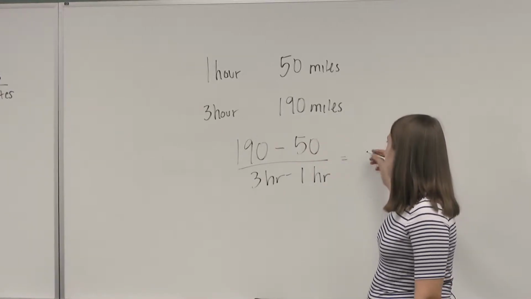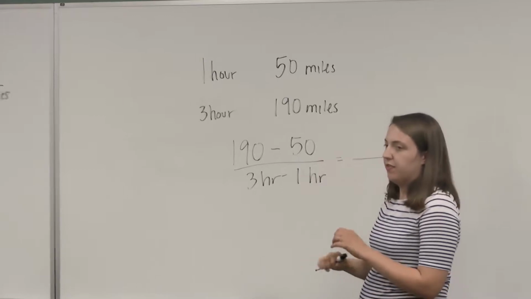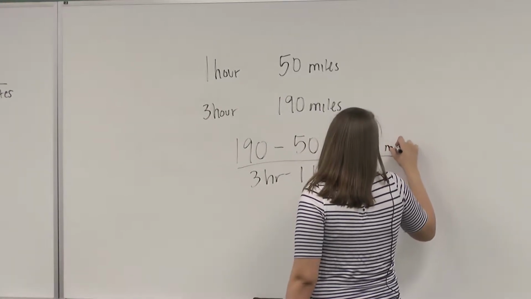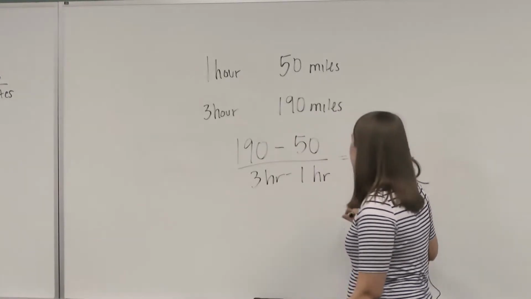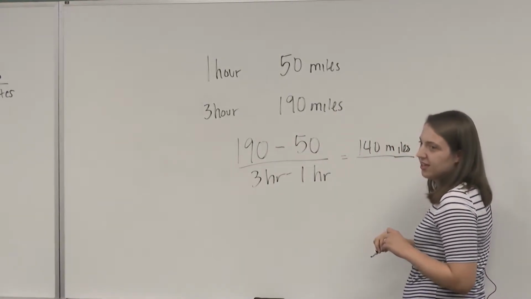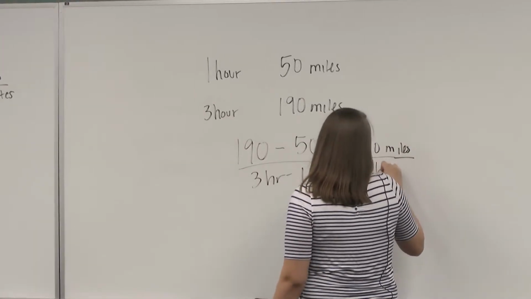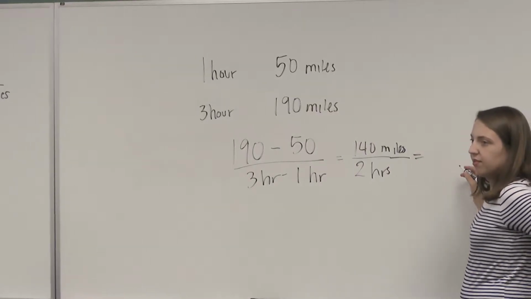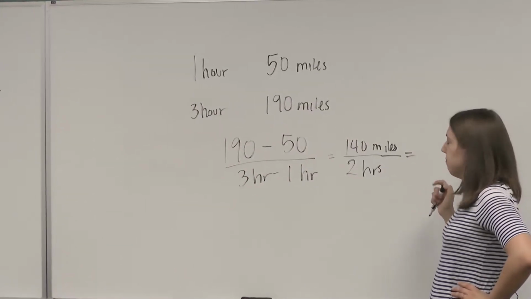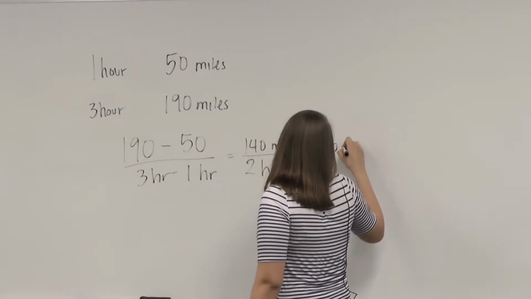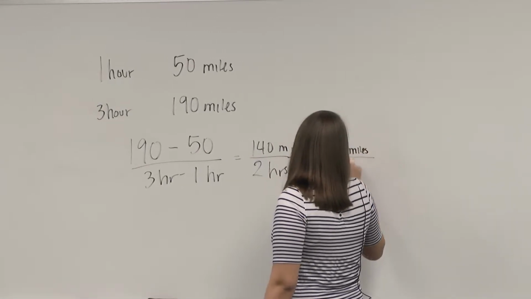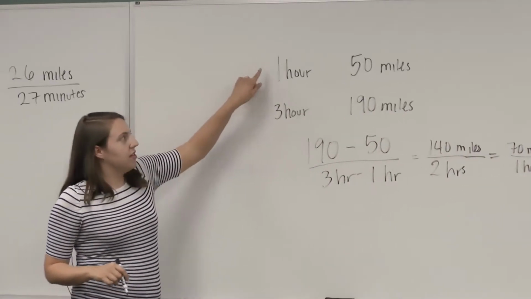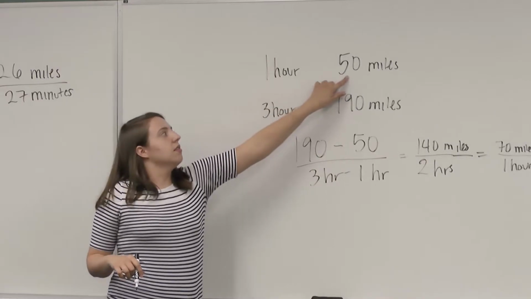Okay, what would our numerator be? What's 190 minus 50? 140. Okay. And what would our denominator be? 2 hours, okay. So if we were to reduce this, what would we have? Right. Okay, so just to review, notice what's our independent and our dependent variable in this data point?